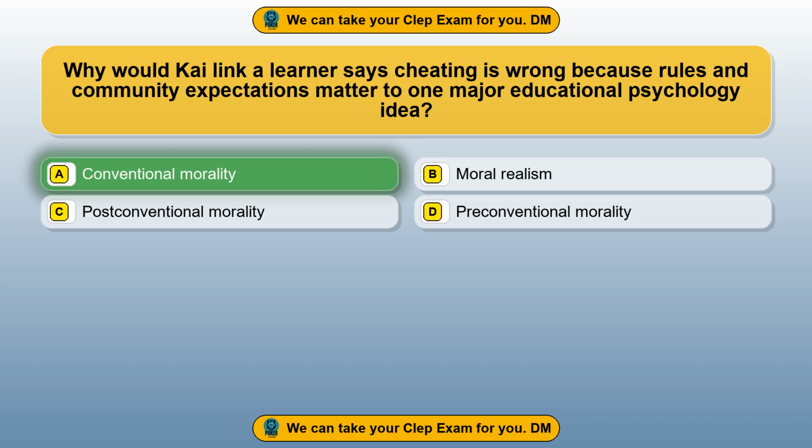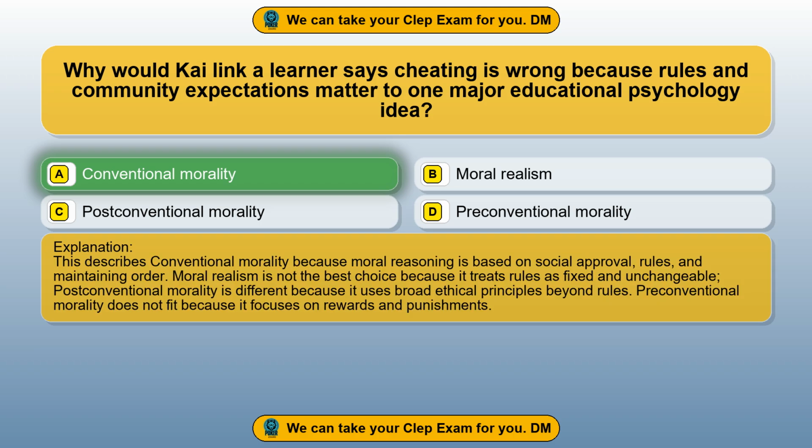Conventional morality. This describes conventional morality because moral reasoning is based on social approval, rules, and maintaining order. Moral realism is not the best choice because it treats rules as fixed and unchangeable. Post-conventional morality is different because it uses broad ethical principles beyond rules. Pre-conventional morality does not fit because it focuses on rewards and punishments.